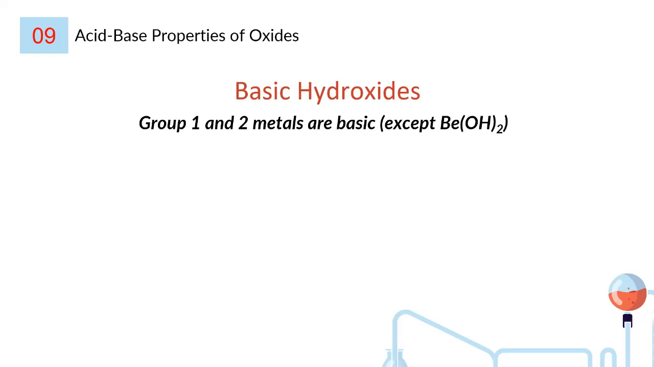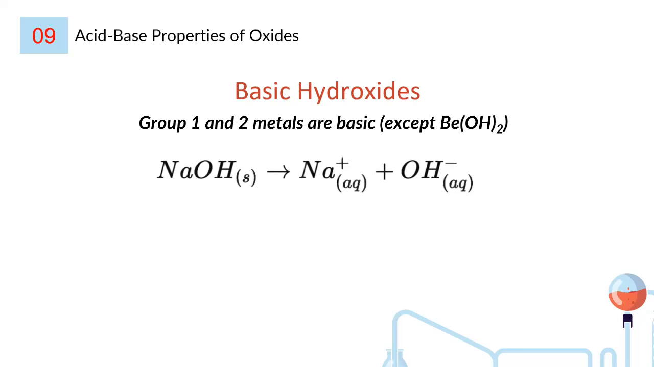These compounds are often formed by the reaction of a metal with water or a metal oxide with water. Here are some examples of basic hydroxides. Sodium hydroxide, also known as caustic soda, is a strong base. When dissolved in water, sodium hydroxide dissociates completely into sodium ions and hydroxide ions.